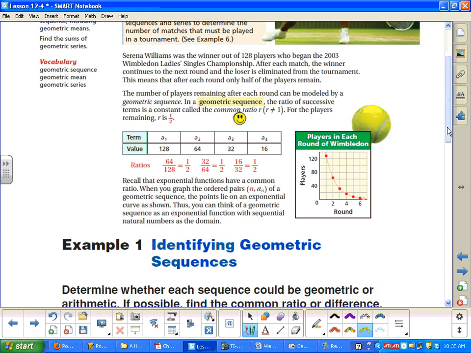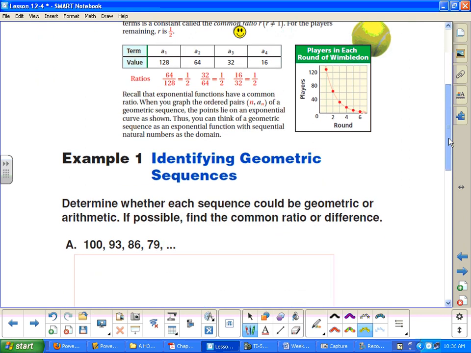And so we could figure out how many rounds it took to get to the winner. And then we could figure out how many matches were played, which would be the sum of them. We'll talk about the sum, or finding the series, tomorrow, but we're going to do the specifics for geometric sequences right now.